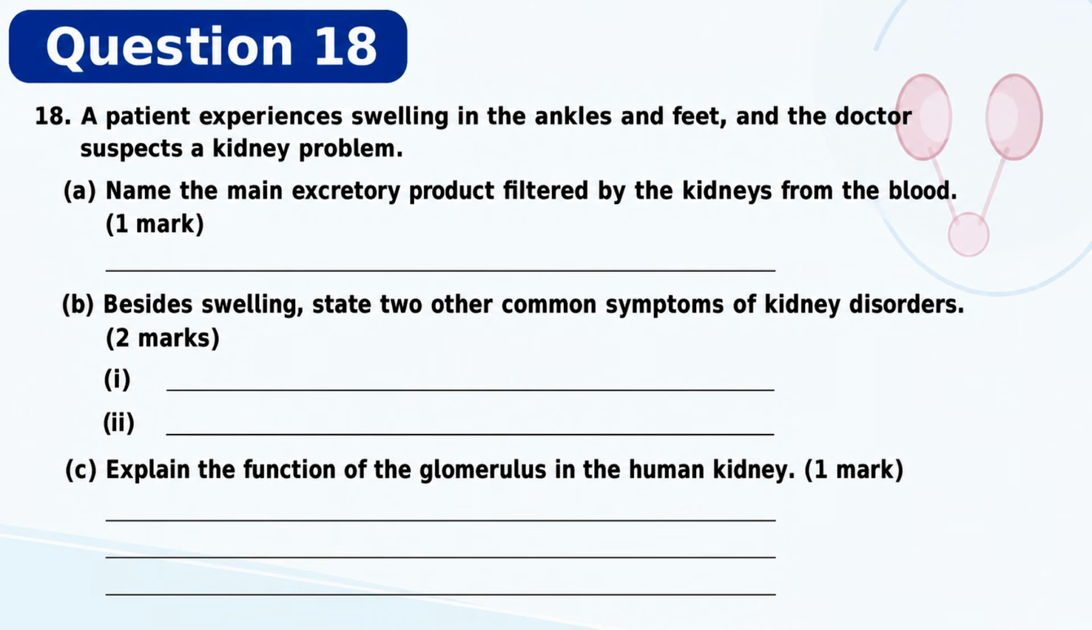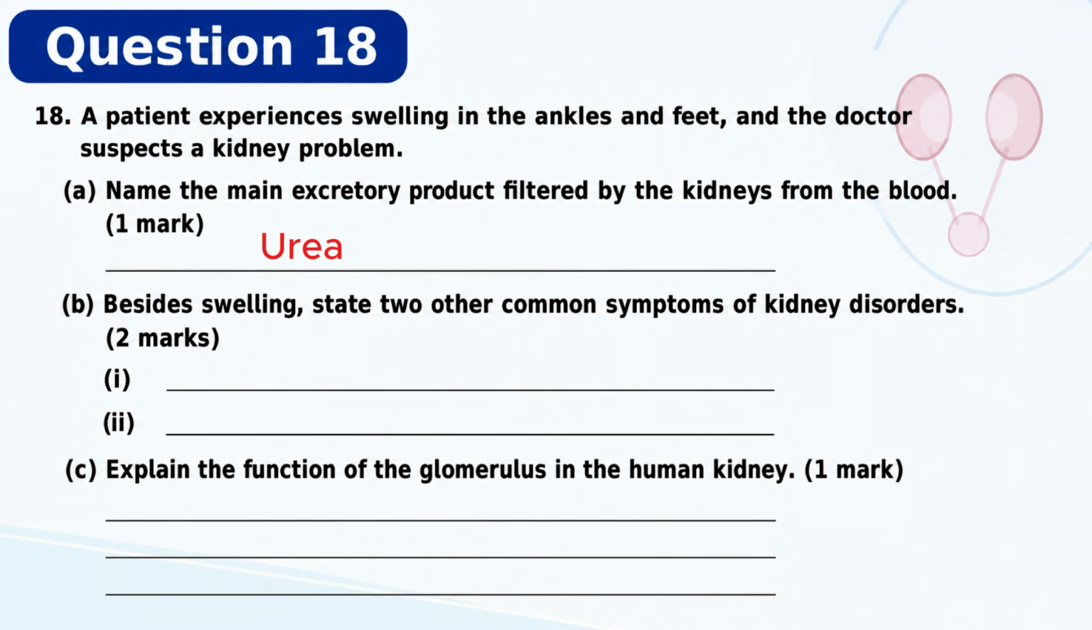Then question number 18. A patient experiences swelling in the ankles and feet, and the doctor suspects a kidney problem. A. Name the main excretory product filtered by the kidneys from the blood. Now, the main excretory product that is removed by the kidney is urea. Urea is produced when excess amino acids are broken down in the liver, and then this urea is excreted through the kidneys.